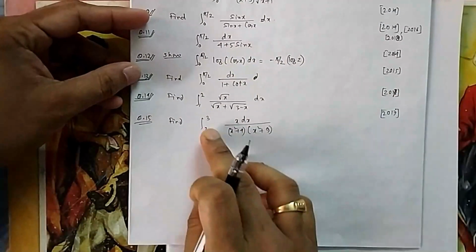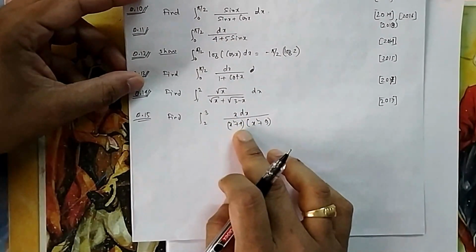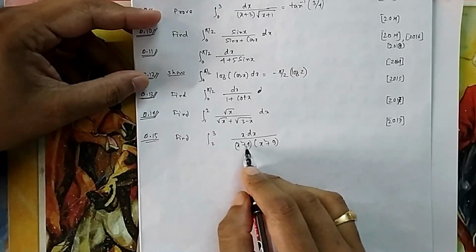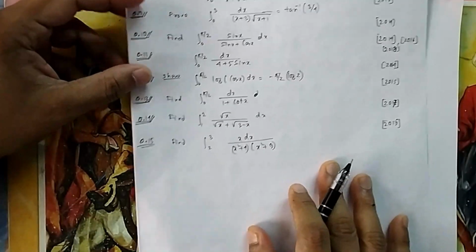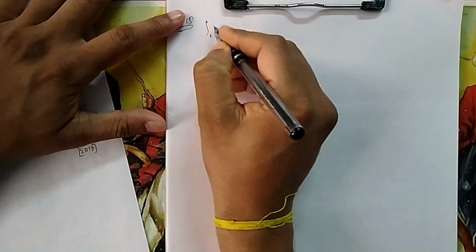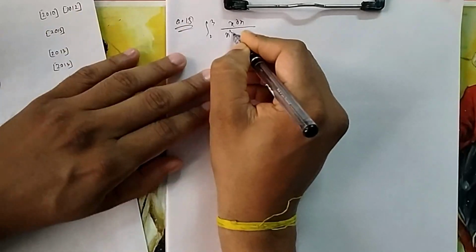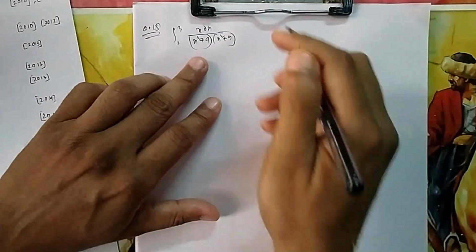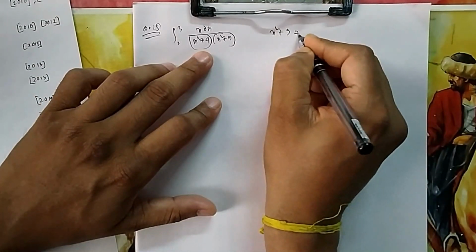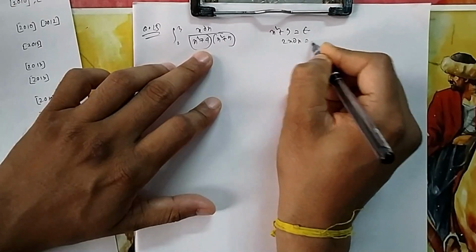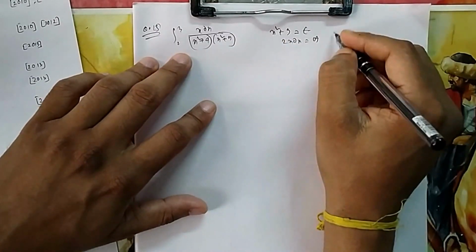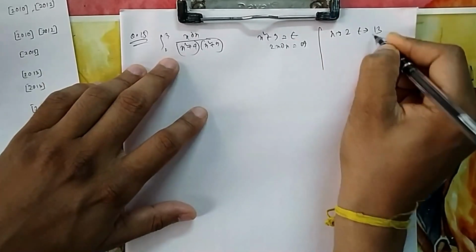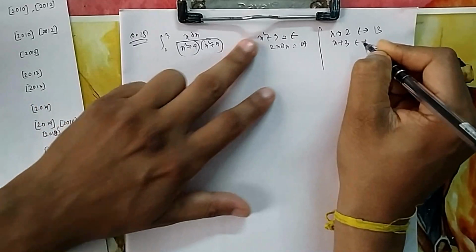Next, if you come to question number 15, integral 2 to 3 of x dx by (x square plus 4)(x square plus 9). You can see if you take any one of these x squares as t, then this 2x dx will come as dt. So this substitution can be done. One can take x square plus 9 as t, or x square plus 4 as t, anyone. I have taken x square plus 9 as t, so 2x dx equals dt. You can replace it and change the limits also. If x tends to 2, then t is 4 plus 9, 13. If x tends to 3, then t will be 9 plus 9.